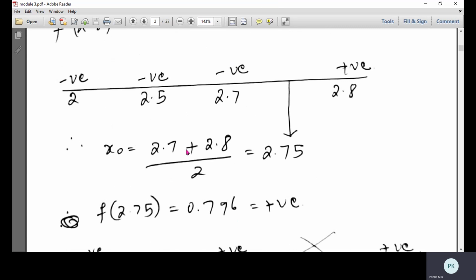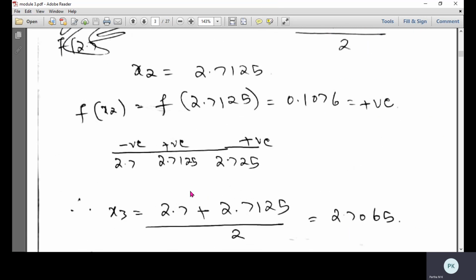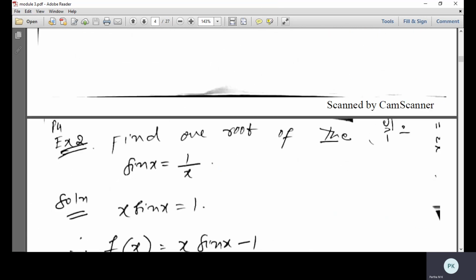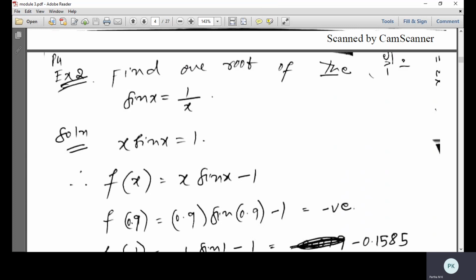I will start with problem number 2. Later, I will come back to problem number 1. Okay. Now, let us start with this. Find one root of the equation sin x is equal to 1 by x. Interval will not be given in the examination. May be given or may not be given.